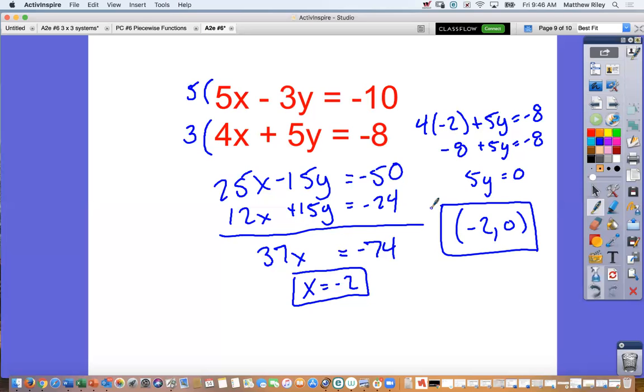Again, if you don't think that looks right, plug it back into both equations and make sure it works on both of them. -2 times 5 is -10, minus 0 is -10, it worked. 4 times -2 is -8, plus 0 is -8, so that is my answer. Any questions?